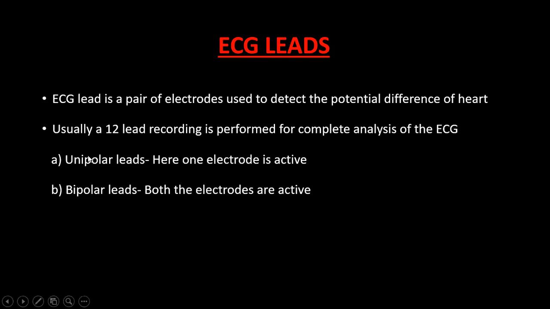And these indirect leads are further categorized into two: unipolar leads and bipolar leads. In unipolar leads, one electrode is active and the other is an indifferent electrode at zero potential. In bipolar leads, both the electrodes are active and one of the active electrodes is connected to the negative terminal and the other one is connected to the positive terminal. So usually a 12-lead recording is performed for the complete analysis of ECG.